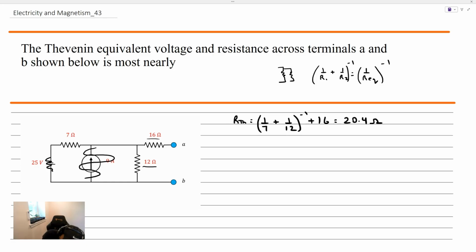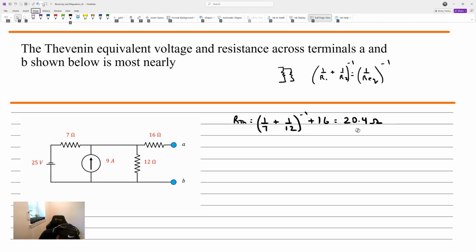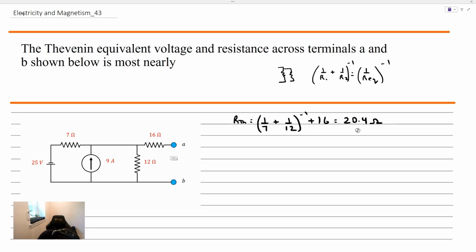Let's go ahead and go back to the original circuit to find the Thevenin equivalent voltage. All you have to do is find the voltage between those points A and B. So essentially, we are looking for this voltage right here, and that is what we call the Thevenin equivalent voltage.